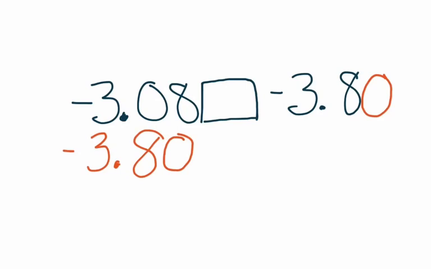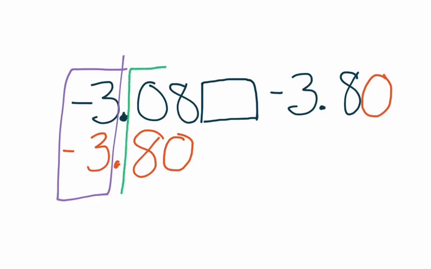Now as we look through, we see the first number: they're both negative, and they're both negative 3. Those are the same. Then we look at the next number, which is the tenths place, and we notice that the bottom number has an 8 and the top number has a 0 in the tenths place. So disregarding the negatives, the bottom number is bigger, because it has 8/10 and the top number does not.